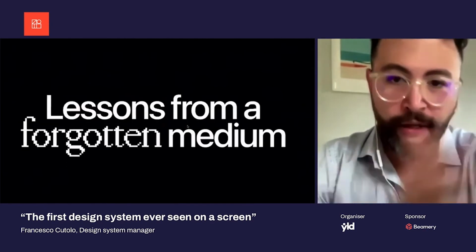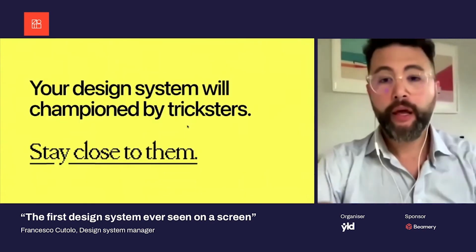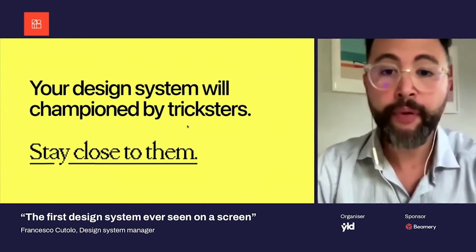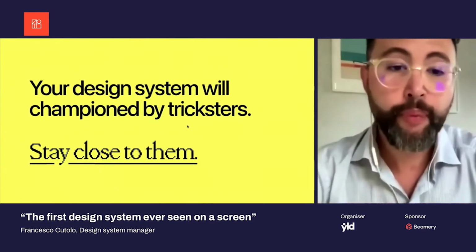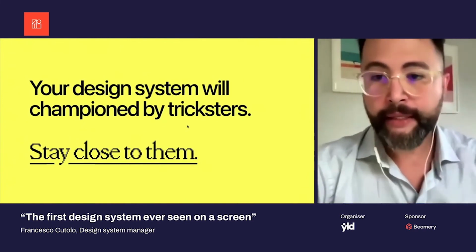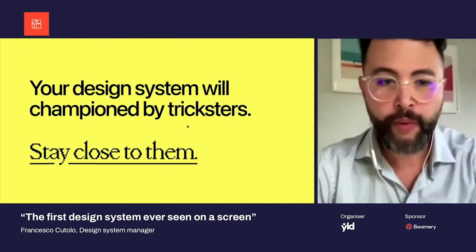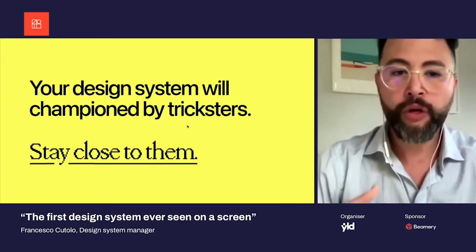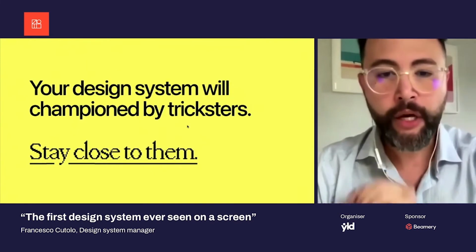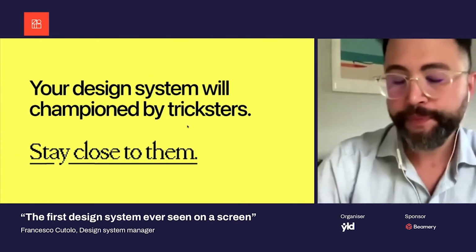But what are the lessons that we can learn from this forgotten medium? Well, first of all, your design system will be championed by tricksters, people that find workarounds, that push your design system to the limits. Well, Teletext thrived with this. There wasn't one single page of documentation, so every workaround was adopted as a convention. Stay close to the tricksters of your organization, of your company. They will be the ones that validate your design system.